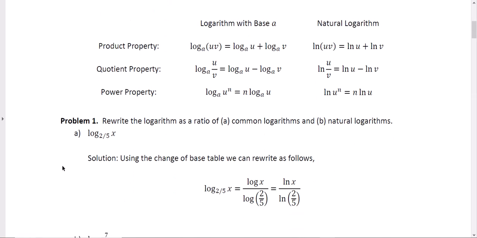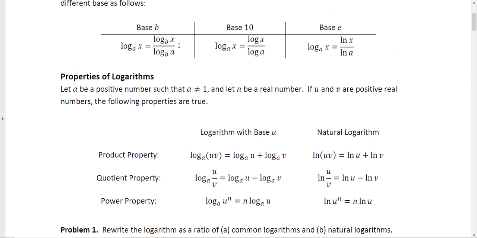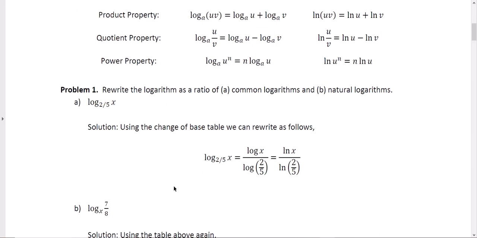First of all, let's rewrite the logarithm as a ratio of common logs and natural logs. So we're using our first table up here, change of base formula. Using the change of base formula, we could rewrite log base 2/5 of x as either log of x over log of 2/5 or natural log of x over natural log of 2/5. The common log is the log base 10. Natural log is ln in place of log base e. Notice the 2/5 is the base, it's what's in the denominator. The x is on the same line as the log, so log of x goes in the numerator, log of 2/5 goes in the denominator.